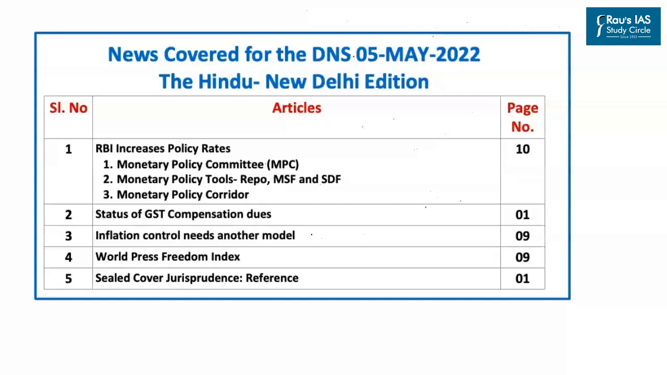Hello everybody, welcome to Daily News Simplified, an answer to what, why and how of newspaper reading. Today we shall be analyzing the Hindu newspaper dated 5th of May 2022 of the New Delhi edition. The topics to be discussed today have been presented on your screen. Timestamping for the same has been provided in the description box below.